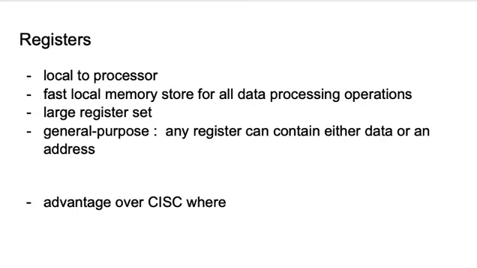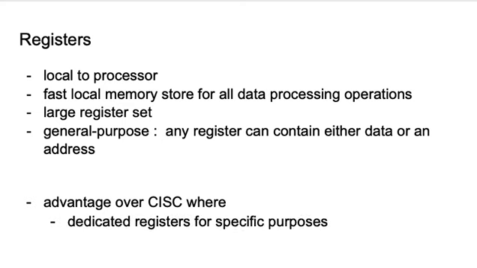Also, in RISC, a register can contain data or an address. There is no restriction on a register for the data that can be contained in it. And this is an advantage over CISC architecture, where dedicated registers are needed for specific purposes.